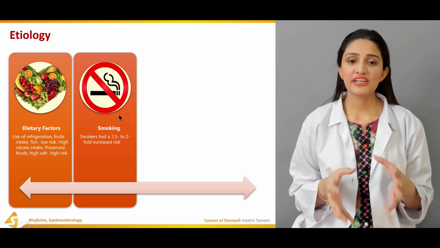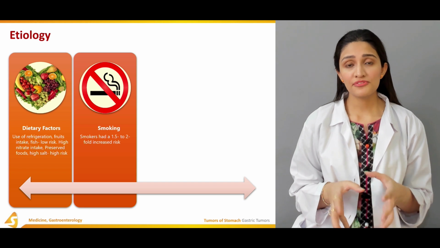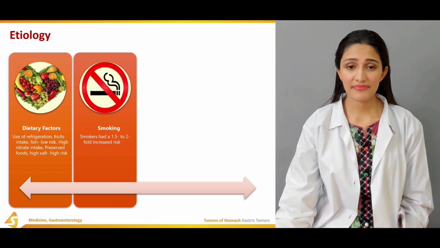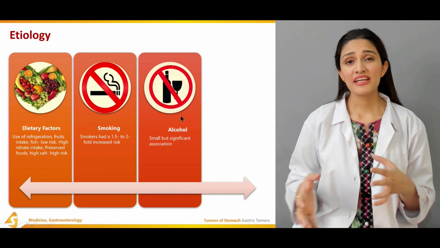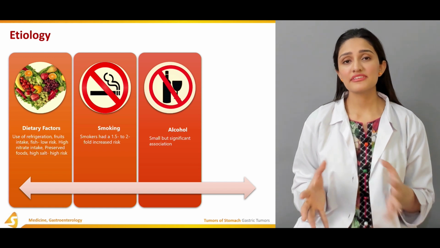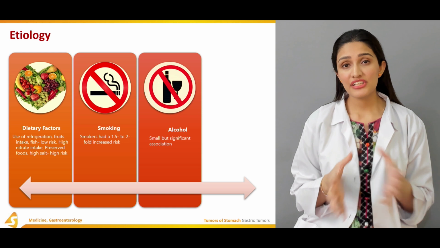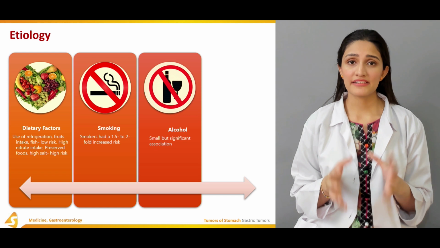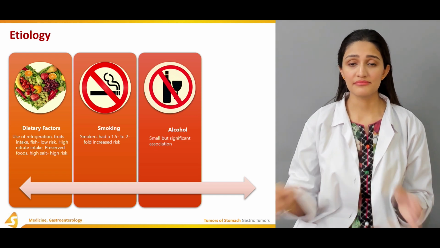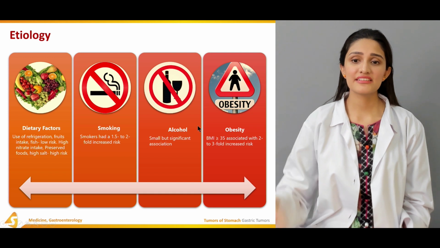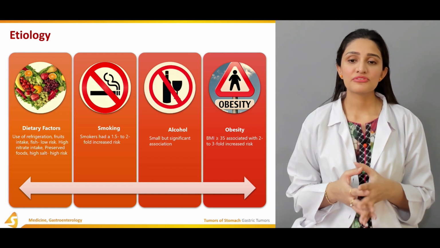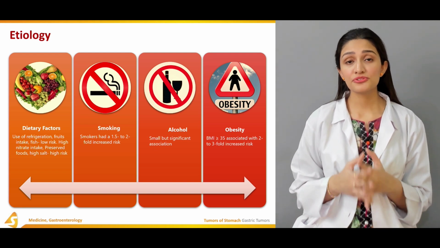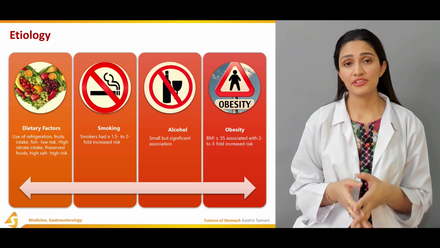Second, the smoking. Smoking had an almost 1.5 to 2-fold increased risk of predisposing to gastric cancer. Thirdly, studies have been going on, and there's not a very significant association between alcohol and gastric cancer, but there is a small risk of gastric cancer among individuals who take alcohol. And lastly, obesity, BMI around 35 or more, is associated with almost 2 to 3-fold increased risk of gastric cancer.